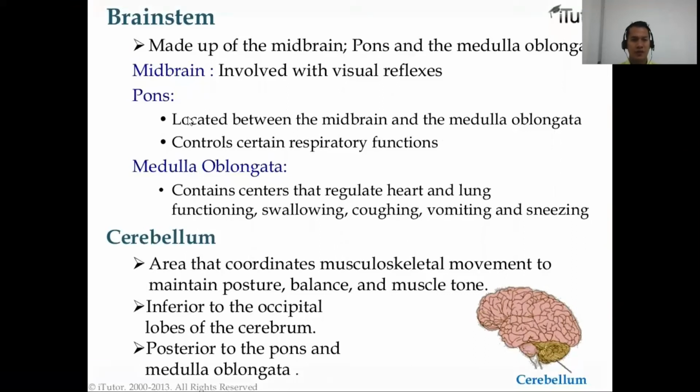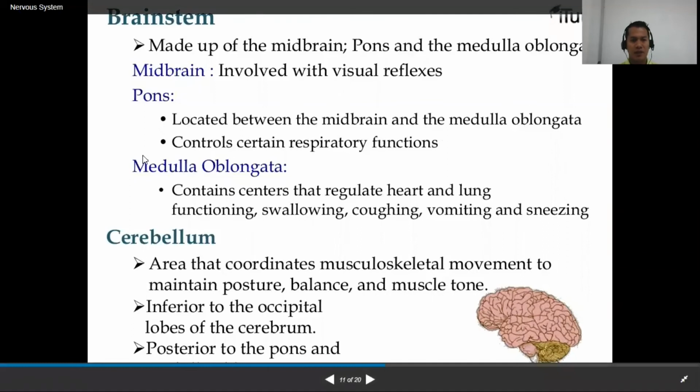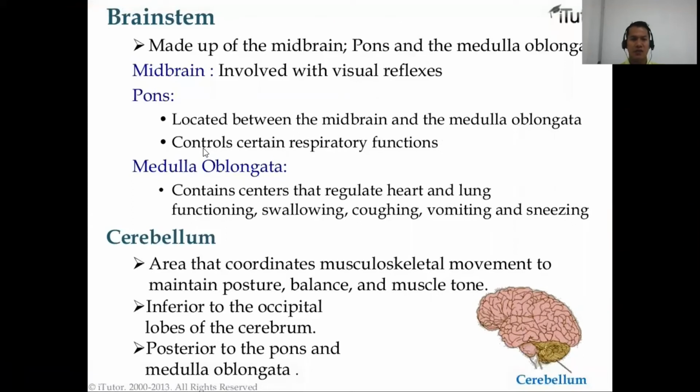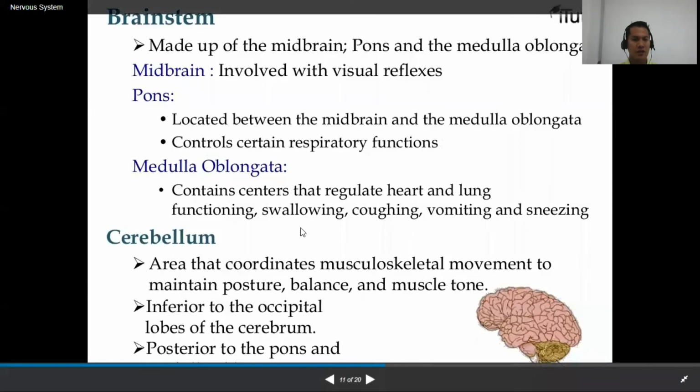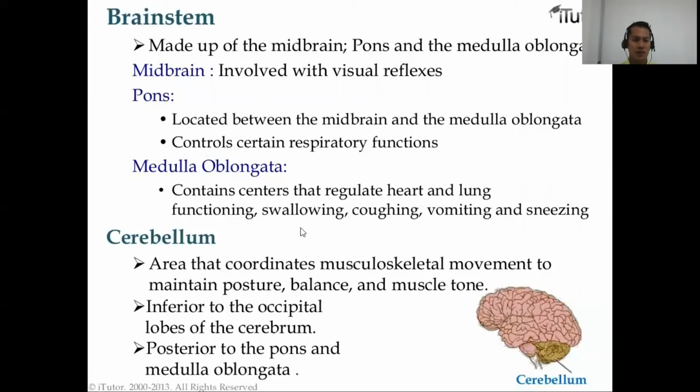There are two parts, the pons and the medulla oblongata. The pons is responsible for controlling certain respiratory functions. The medulla oblongata is for swallowing, coughing, vomiting, and sneezing. And of course, there's a lot more. These are some of the basic functions of the medulla oblongata.